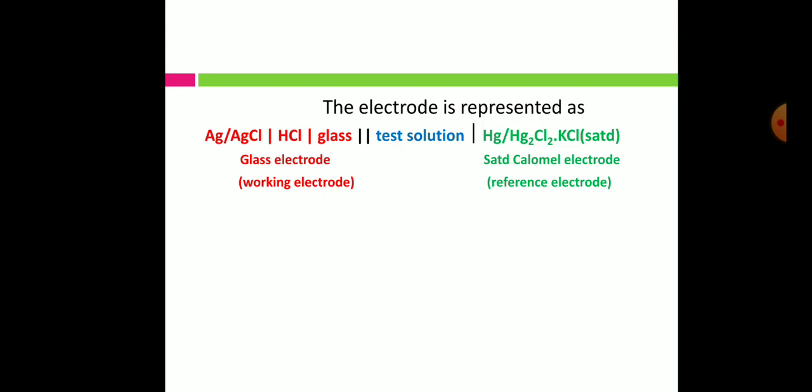AgCl dipped in HCl in contact with a special glass serves as our glass electrode, which is our working electrode. Working electrode means it is going to help us in detecting the pH. Then this glass is in contact with the test solution, that is our acid solution, acetic acid solution, whose concentration has to be determined, and then there is a saturated calomel electrode which is also in contact with the test solution.